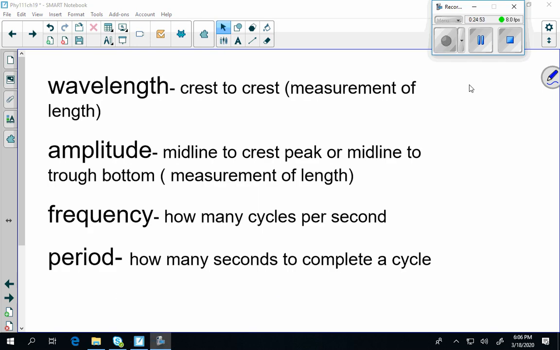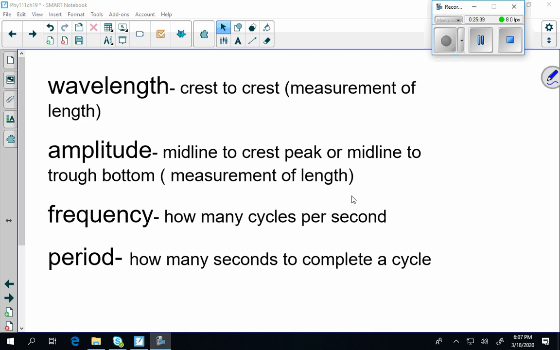So what we talked about mainly in this section, and what I hope you're going to come away knowing, is you'll have a definition of wavelength. As we start talking about waves, it's probably going to be easiest to think of going from peak to peak, crest to crest, and that is a measurement of length. So we'll talk about it in meters, centimeters, micrometers, nanometers, something meter with some kind of prefix, okay? Amplitude is also a measurement of length. So again, centimeters, millimeters, something like that. And that's midline to either the crest peak, the highest point, or midline to the trough bottom, the lowest point.